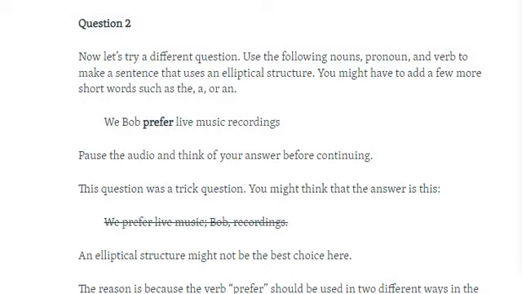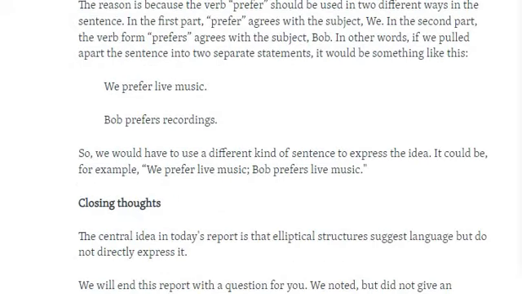You might think that the answer is this. We prefer live music; Bob, recordings. An elliptical structure might not be the best choice here. The reason is because the verb prefer should be used in two different ways in the sentence. In the first part, prefer agrees with the subject, we. In the second part, the verb form prefers agrees with the subject, Bob.